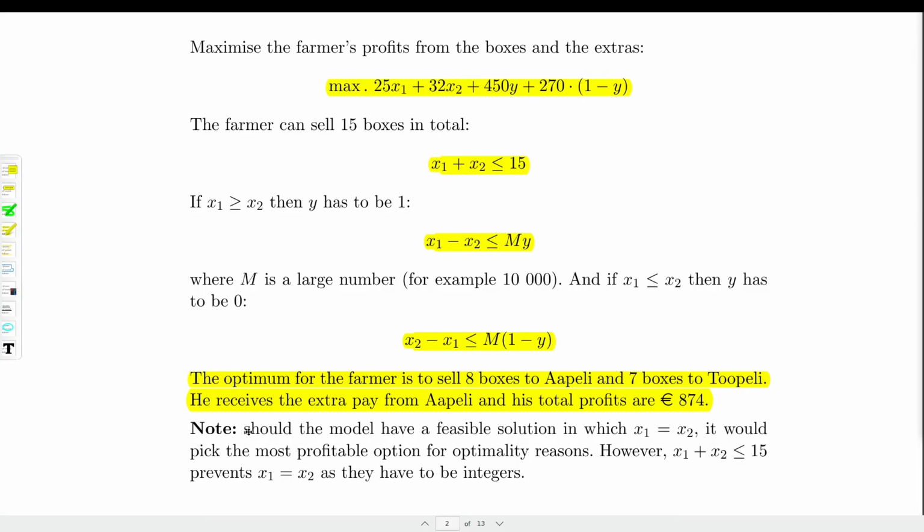However, we should note that if the model had a feasible solution where X1 equals X2, it would pick it as the most profitable option. However, the condition where X1 plus X2 is less than or equal to 15 prevents that from happening because X1 and X2 are integer variables.